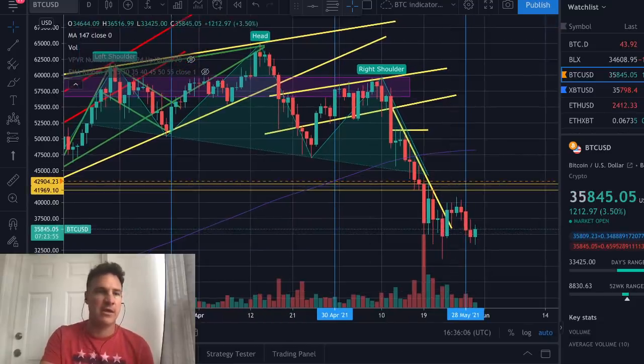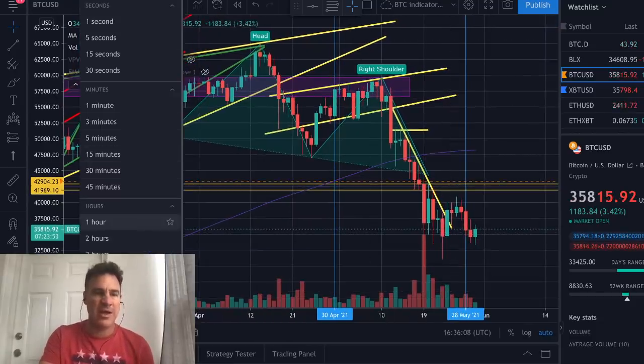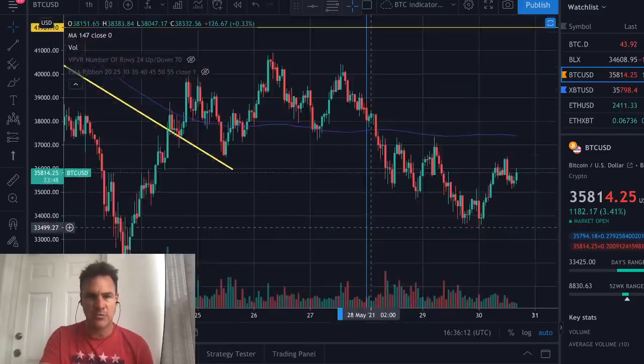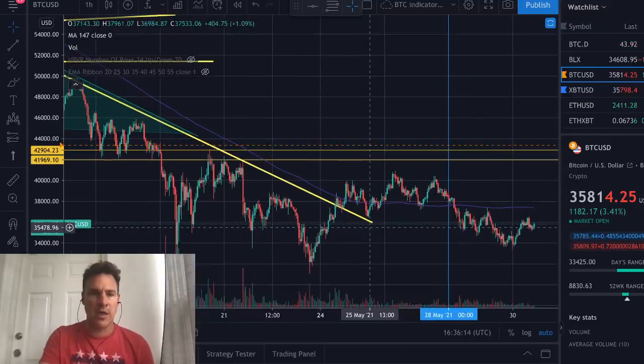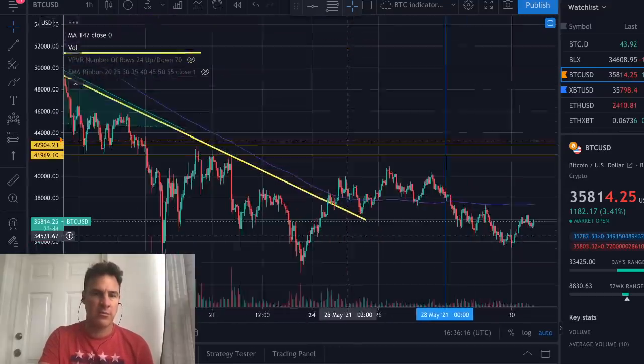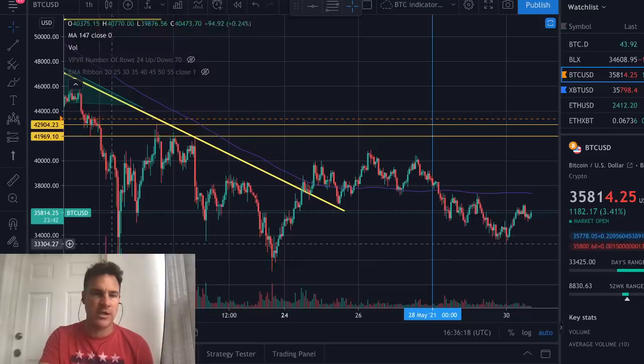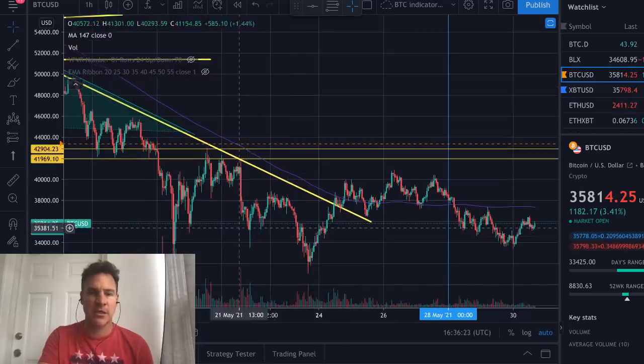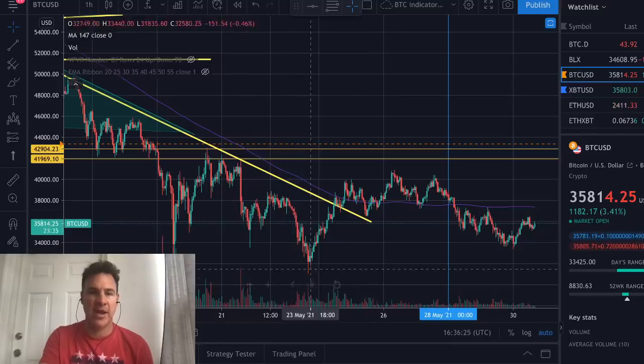Let me just go back and double check that one. But really what I wanted to talk about here is the news, actually. That's a little bit on the short term. Yeah, this wick down here kind of breaks it a little bit, but you can see here was a head, left shoulder, head, and right shoulder, and that did not materialize.